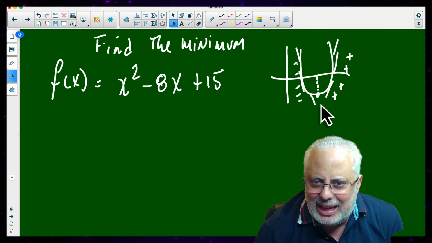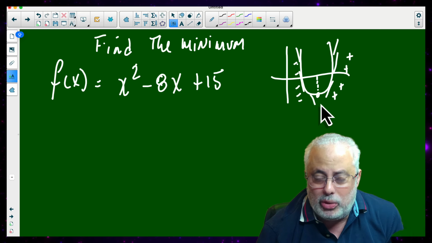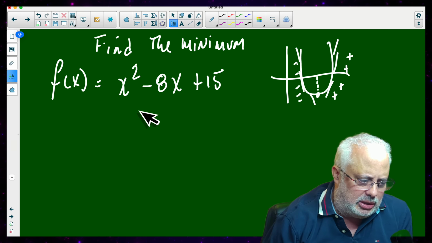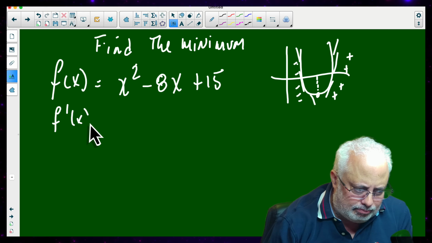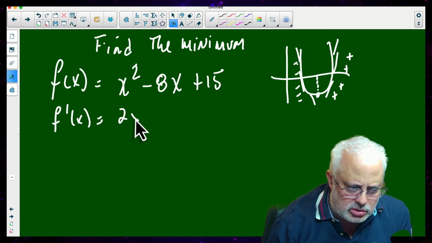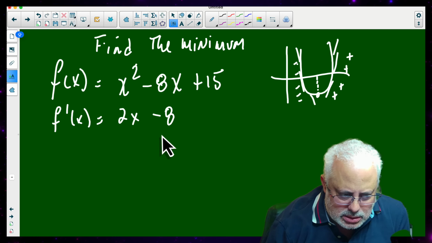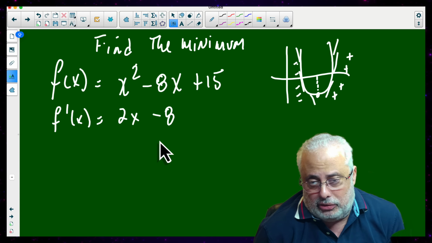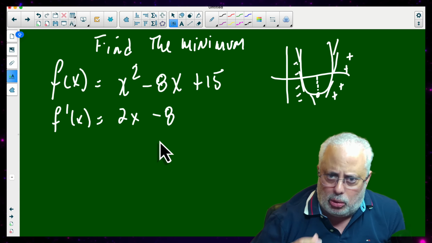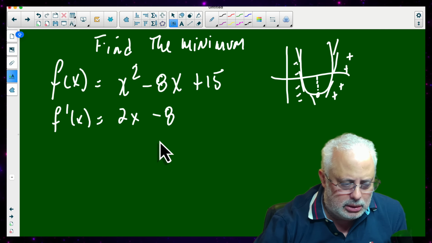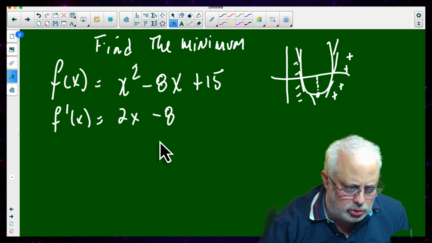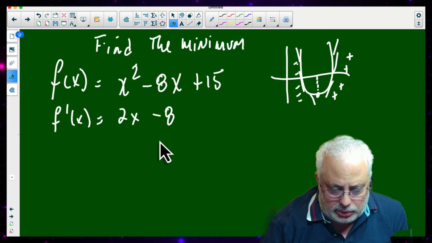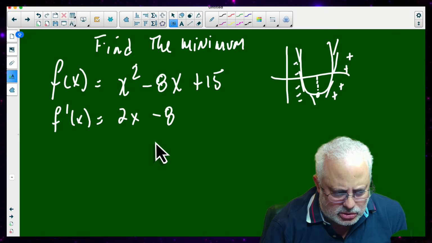How can we find that possible inflection point? We need the first derivative of the function. So the first derivative of f is just 2x minus 8. That's the first derivative function. It's a linear function, 2x minus 8. Remember that we use the power rule here. So you move the 2 to the front, and you subtract 1 from the exponent, and the derivative of a constant is 0. So we have this.